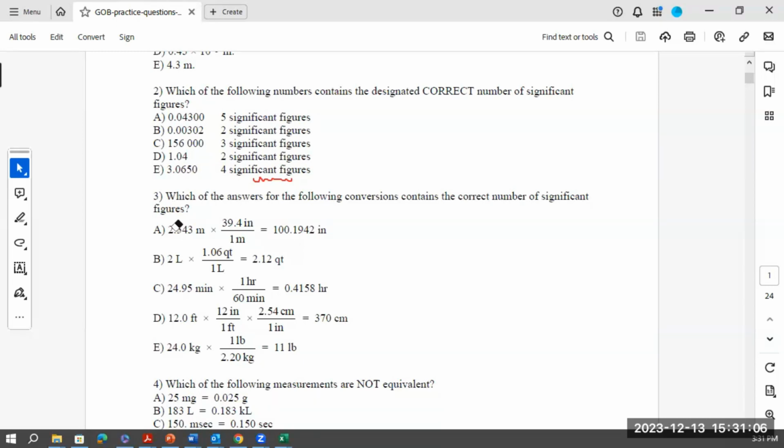So, the rule about multiplication and division. Remember? We know it's not lining up. What is the other rule?